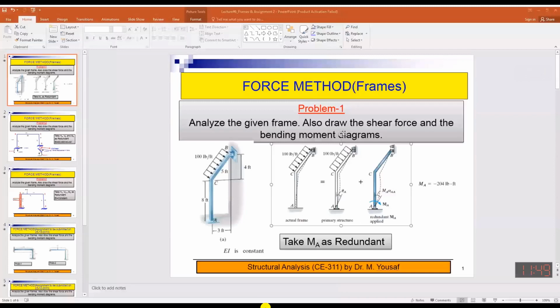और अगर आप हॉरिजॉन्टल फोर्स लेंगे तो कोई ऐसा सपोर्ट नहीं है जो हॉरिजॉन्टल को रिडंडेंट लेके तो वर्टिकल और रोटेशन को रिप्रेजेंट करे. अलबत्ता अगर मोमेंट को आप रिडंडेंट लेंगे तो ये आप इस फिक्स सपोर्ट को ये आप हिंज में तब्दील कर सकते हैं. समझ आ रही बात या नहीं आ रही? हाँ सर, आ रही है सर.